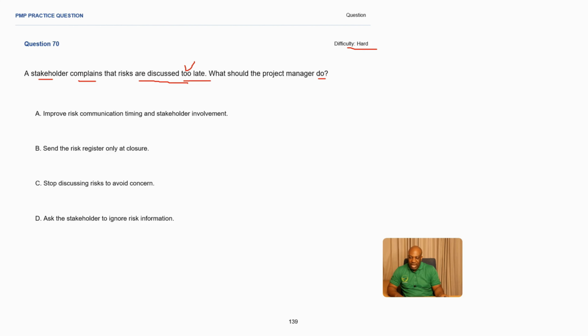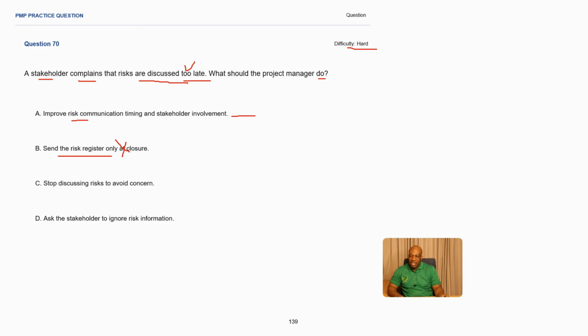Okay, so A, improve risk communication, timing, and stakeholder involvement. Okay, makes sense because you are improving risk communication here. Send the risk register only at closure. This is not how you behave in a project environment. The risk register is supposed to be updated and reviewed continuously throughout the project, making this one an incorrect answer.